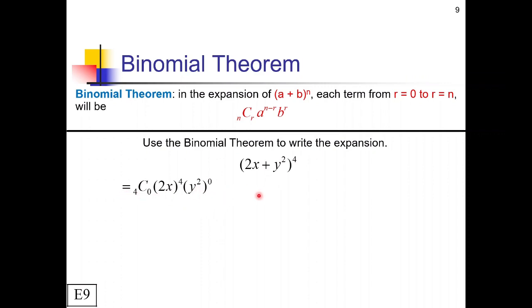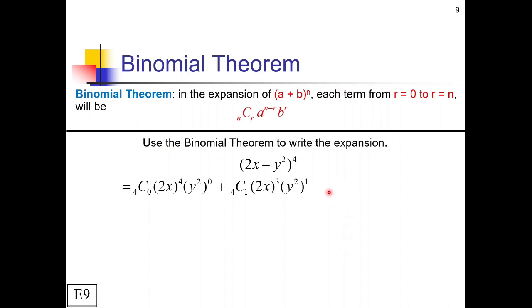Then for the next term, we still have 4, but we're going to be using the r value 1 because we're on to the next term. So this will be 4 choose 1. Now we've got 2x to the 3rd power and y squared to the first power. So just like Pascal's triangle, as one exponent goes down on the a, the other exponent goes up on the b until you're back to that n value. So pause the video and see if you can go the rest of the way. I would recommend writing out the rest of your binomial theorem type terms here and then simplify everything.